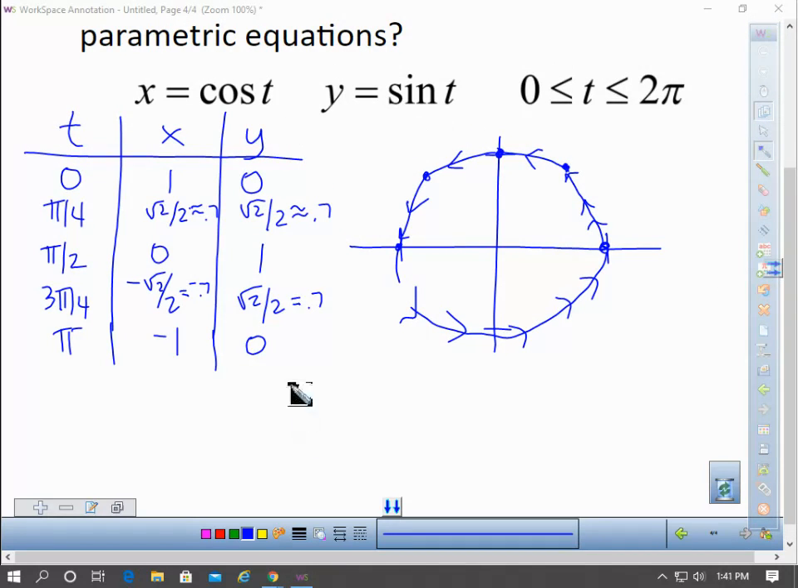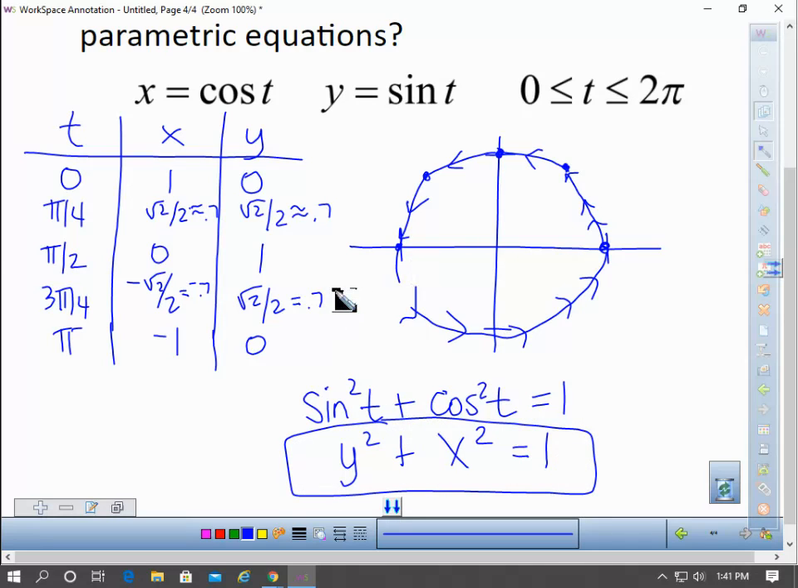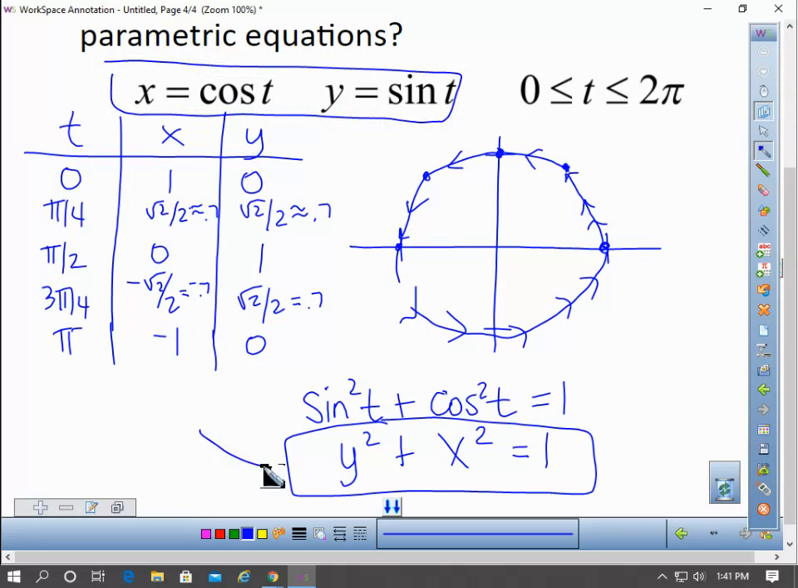What do we know about sines and cosines? We know that sine squared plus cosine squared equals 1. So now I can just plug these in. Sine squared is going to be y squared. Cosine squared is going to be x squared equals 1. So it's the equation of a circle with radius 1 centered at the origin, and that's exactly what we got when we graphed it. All right, so all I did was just convert from parametrics into rectangular coordinates, normal Cartesian coordinates.